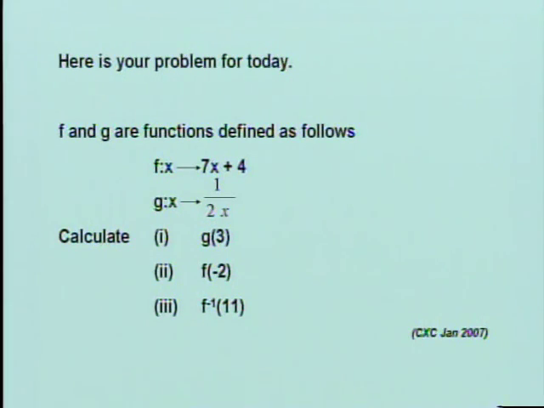Here is your problem for today. If f and g are functions defined as follows, f is such that x is mapped onto 7x plus 4, and g is a function such that x is mapped onto 1 over 2x. Calculate 1, g of 3, 2, f of negative 2, and 3, f inverse of 11. This problem is taken from CXC January 2007.